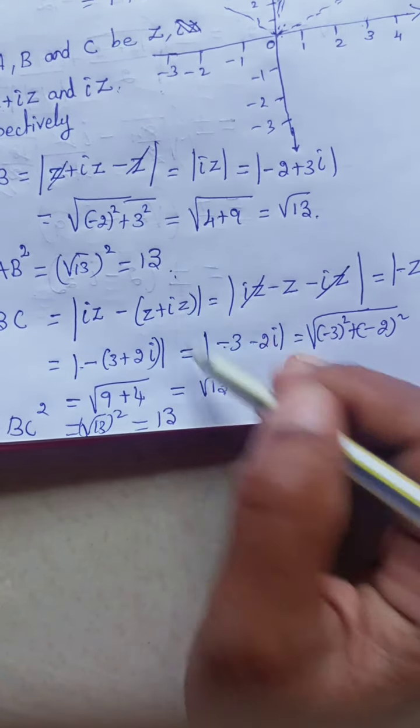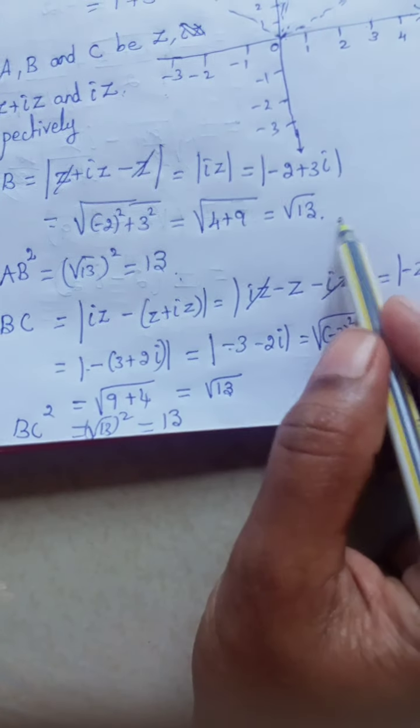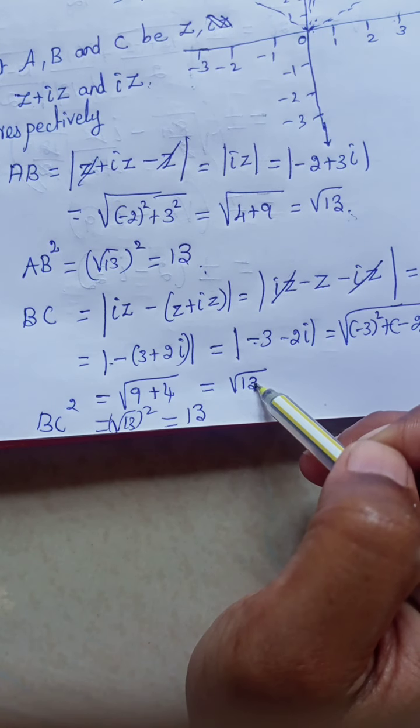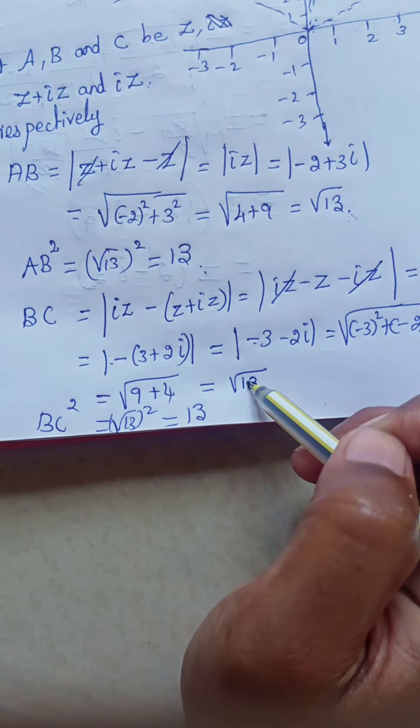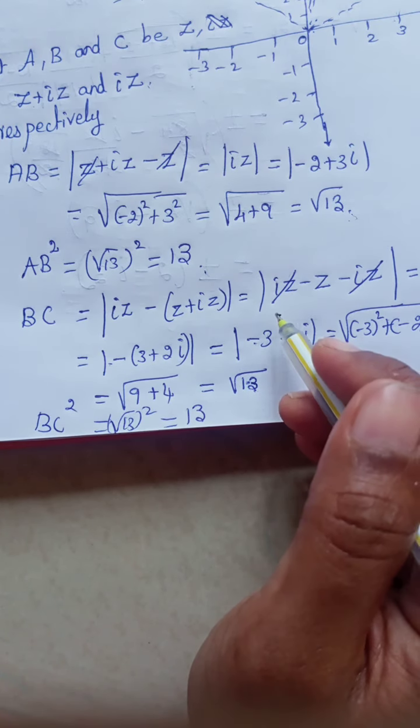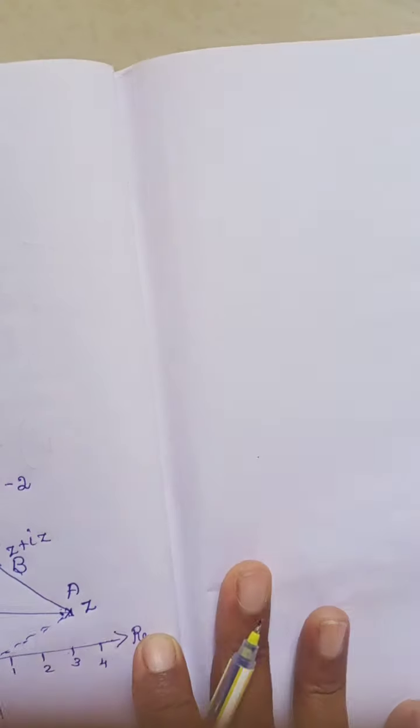Almost we have got it. Two sides are equal, isn't it? AB is root 13, BC is also equal to root 13. But in the question they asked for an isosceles right triangle. So we have to find out the other side CA also.